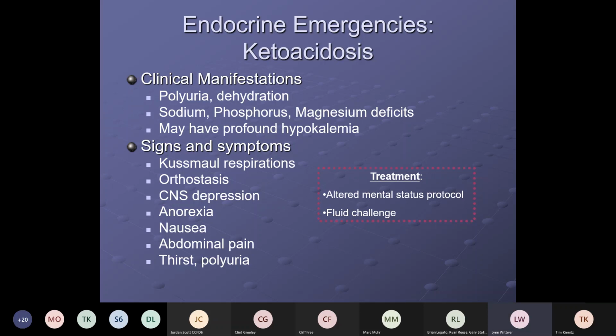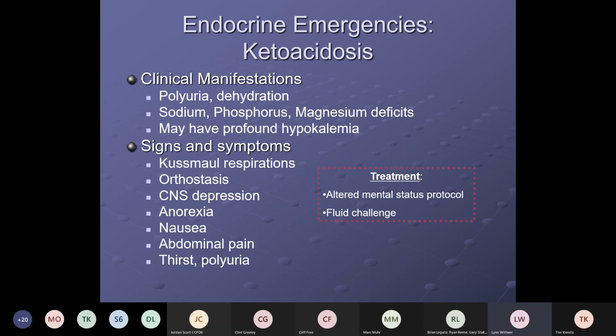CNS depression because of the acidosis, because of the changes in their pH, their changes in their electrolytes, and also because, frankly, they're sort of being bathed in a supersaturated serum solution of glucose. They don't need that much glucose in the brain. Remember, the brain, their cells get sort of glucose loaded. Anorexia, nausea, abdominal pain, thirst, polyuria.